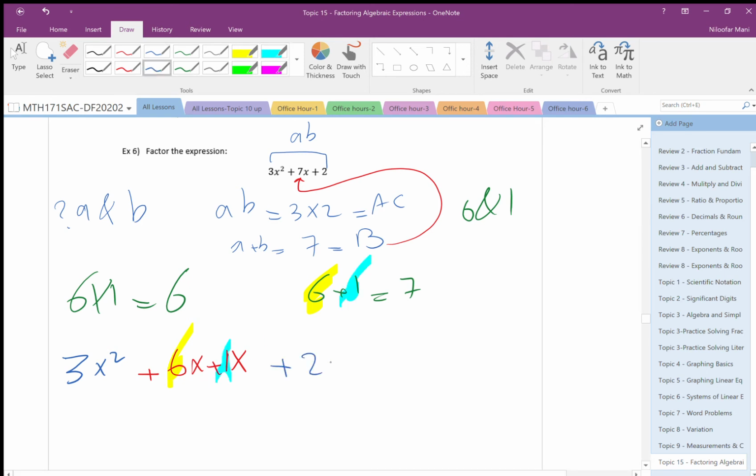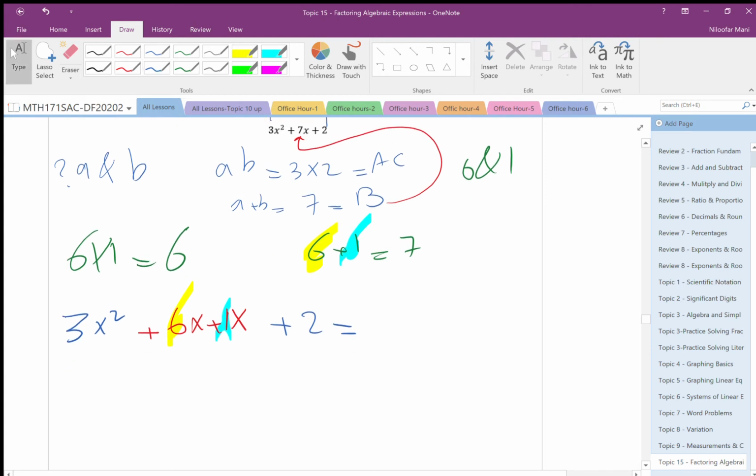Plus 2 equal. Okay, now from the first two, factor what is in common. So I do it step by step. 3x multiple x plus 2. From the second two, factor what is in common. No, I just have to factor 1. Now, from these two, factor what is in common.